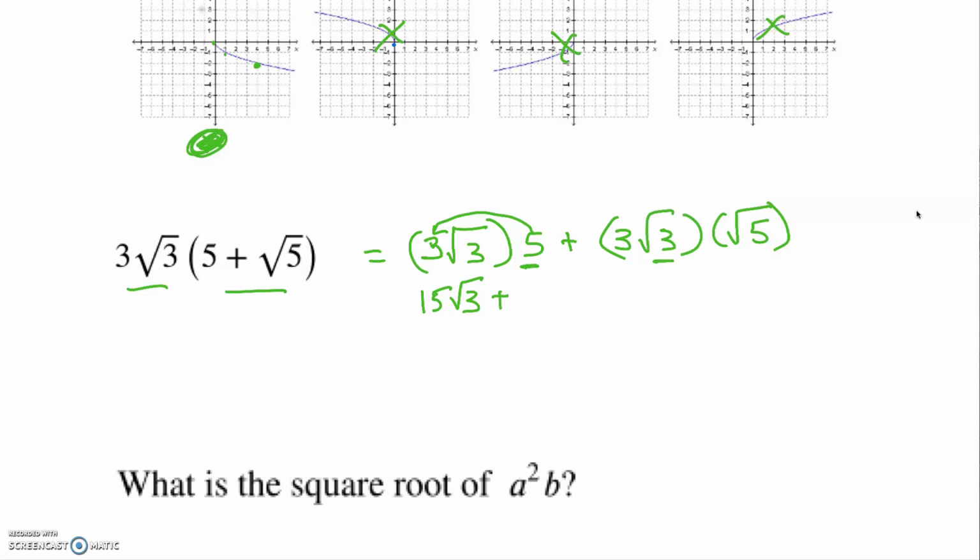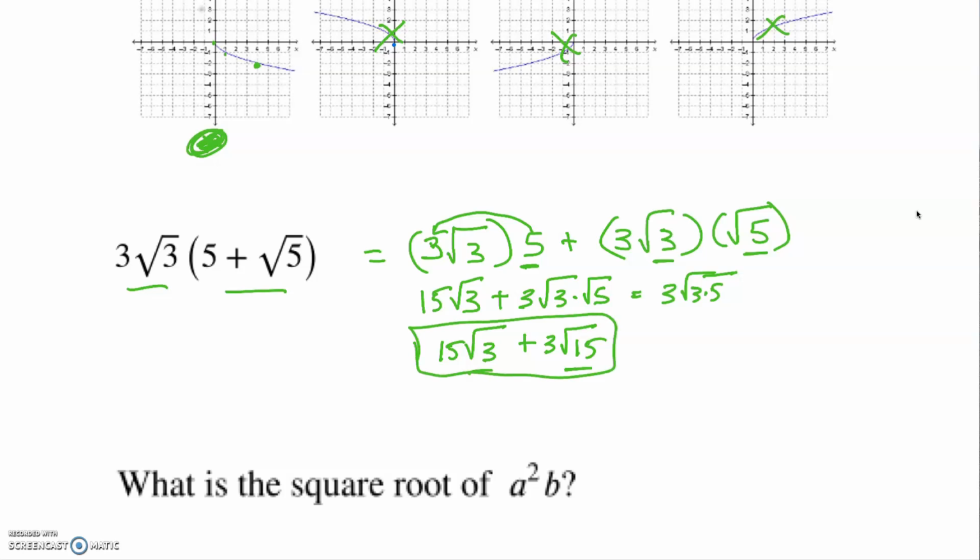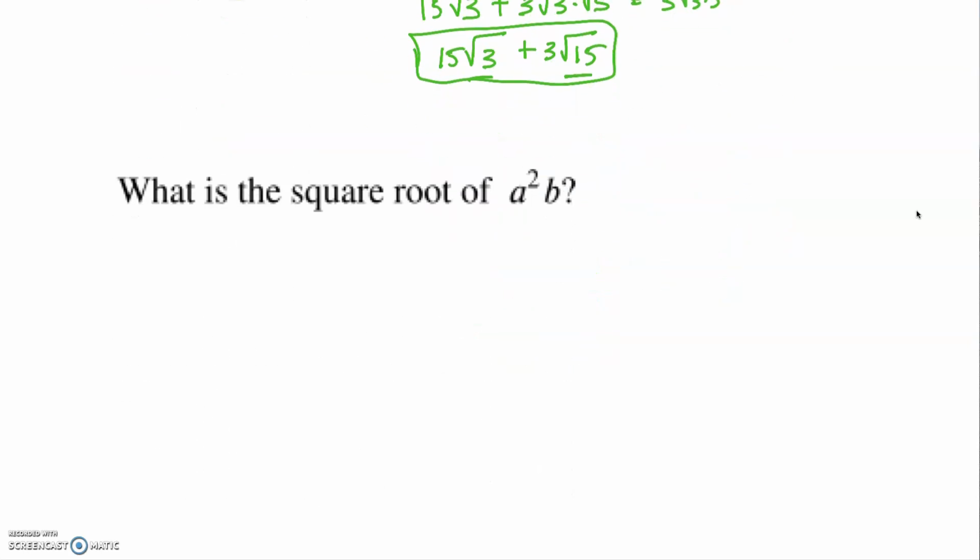In this case, we've got radicals, 2 radicals, and a 3. So that's 3 times the square root of 3 times the square root of 5, which can be rewritten as 3 times the square root of 3 times 5, all underneath 1 radical. So this would be 15 times the square root of 3 plus 3 times the square root of 15. Because these are not like bases, and because 3 and 15 can't be simplified any further, that would be your final answer.